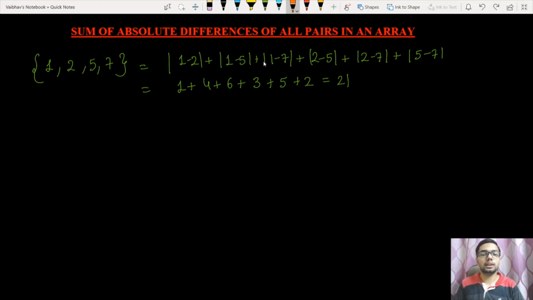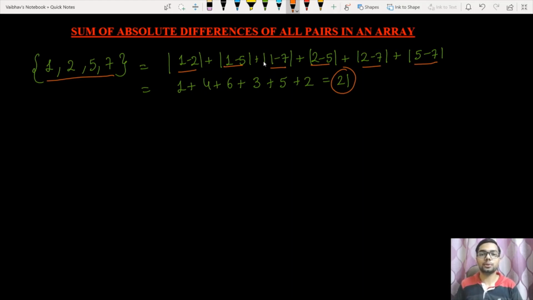So I have considered a sample case where we have 4 elements: 1, 2, 5 and 7, and I have calculated the absolute differences of all the pairs which are possible inside this array. So I get my sum as 21. So I need to implement a function which returns me the value of sum.